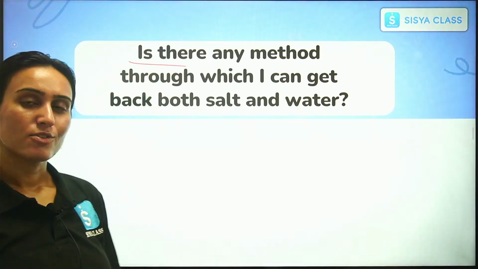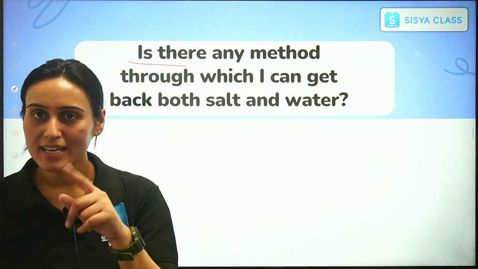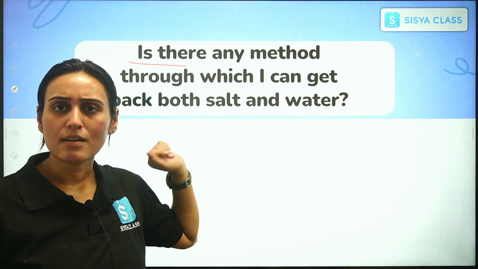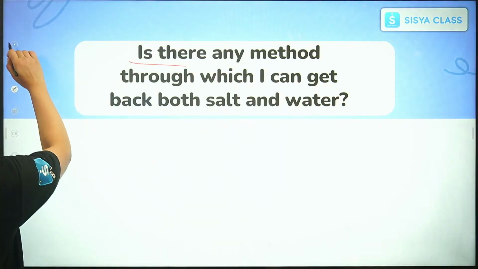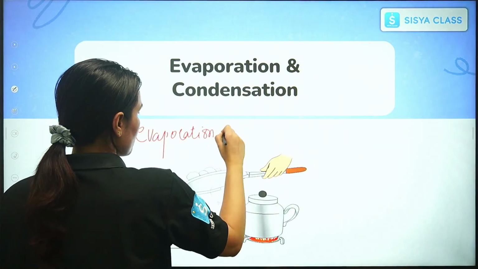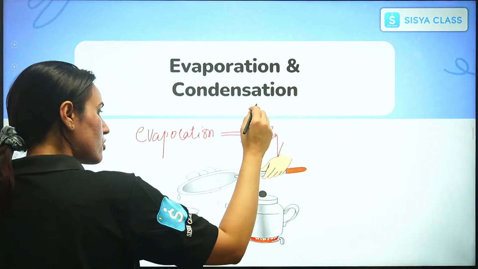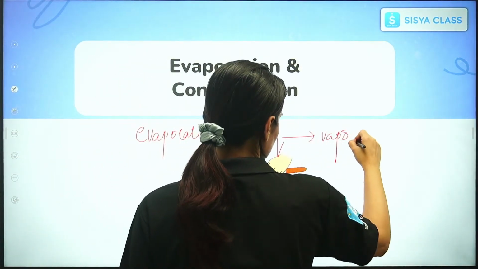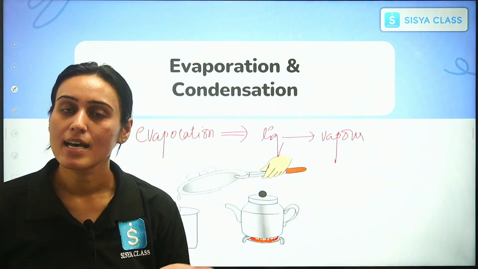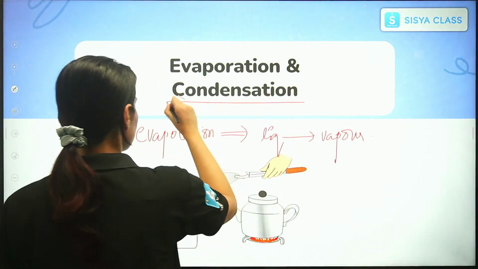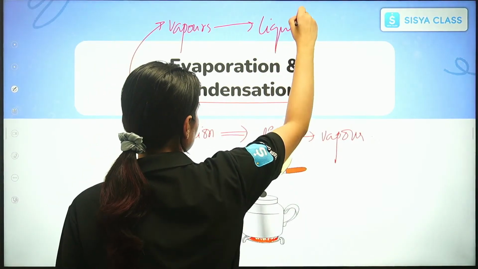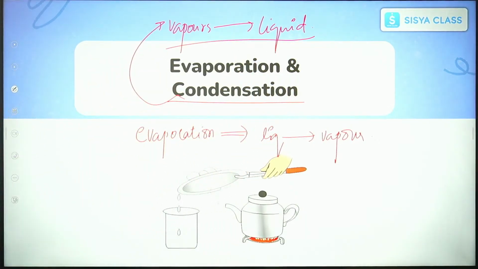So is there any method through which we can get both water as well as salt back? Yes, there is a method, and this one is important. If you do evaporation along with condensation, you can get back both of your components. Let me show you how. See, evaporation is conversion of liquid into vapor. Then what is condensation? The reverse process of evaporation. If you turn back your vapors into liquid, this is what we mean by condensation.